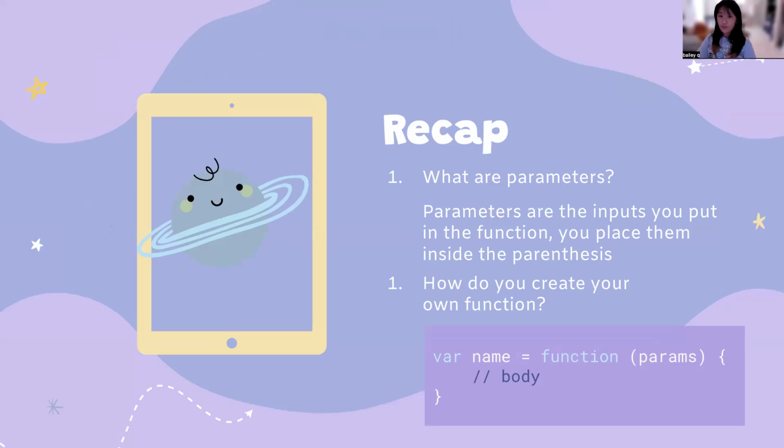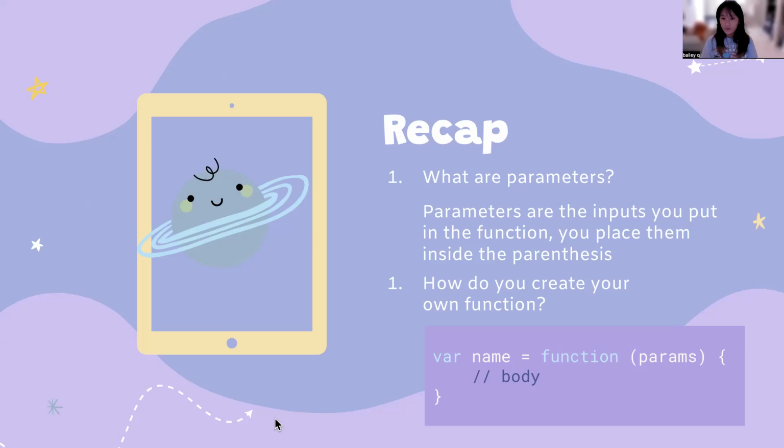Parameters are the inputs you put inside of a function, and you place them inside the parentheses. And then the second question asks, how do you create your own function? And we should be familiar with this because we just created our own fish function. Var name equals function, parameters inside of the parentheses. Then we have the curly brackets, and inside of our curly brackets, we have all the instructions on how to make that specific function.